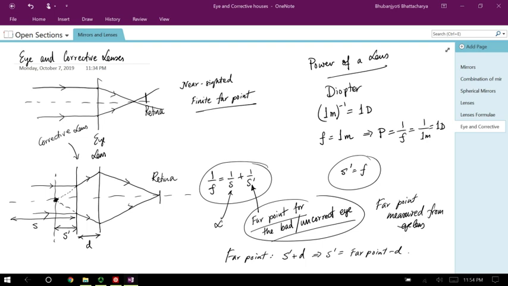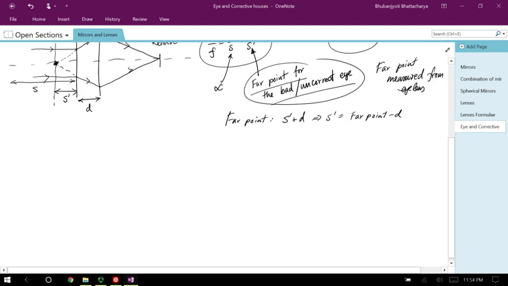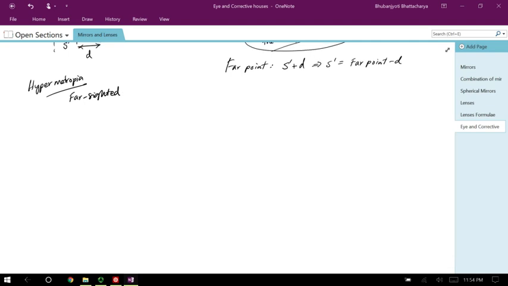All right. So this is the corrective lens usage for vision that is nearsighted or has a finite far point, often also called myopic vision. And let's take the example of the other kind of vision, which is called hypermetropic vision, hypermetropia or farsightedness. What happens for a farsighted person is that they can see things that are far away pretty well, but they can't see things that are nearby very well.